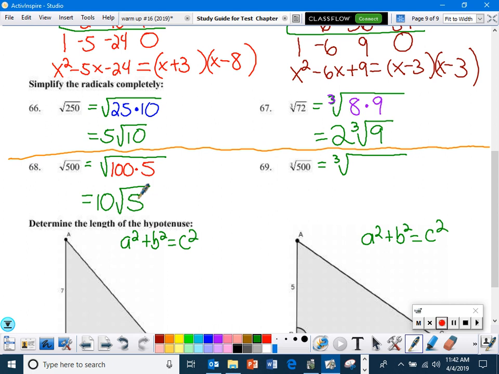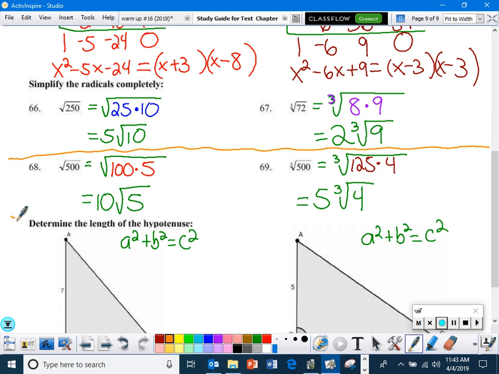So the cubic root of 500. What perfect cube will go into 500? Okay, that one might take a little bit of work, but you will find out that it is 125. Okay, 125 times what is 500? Well, that would be 4. The cubic root of 125 is 5. 5 times 5 times 5 is 125. And we're left with the cubic root of 4. That is the simplest form.